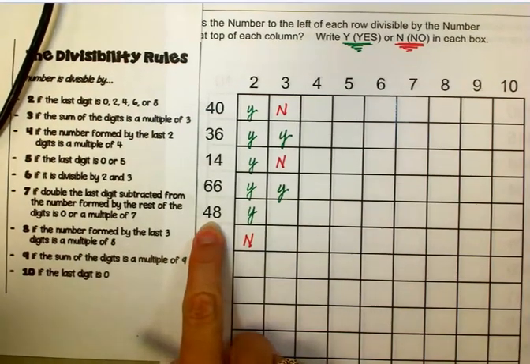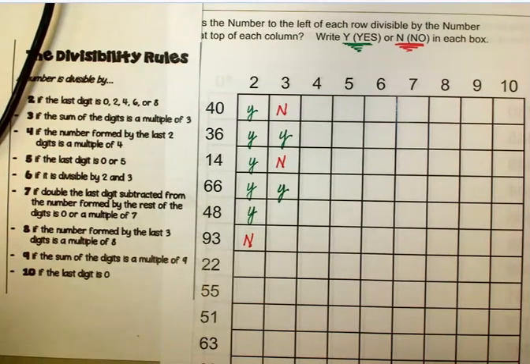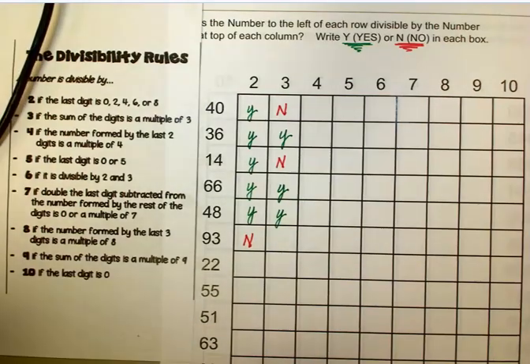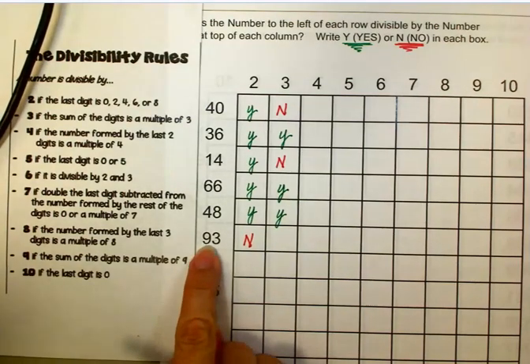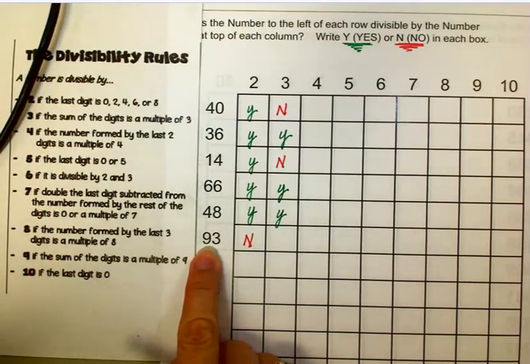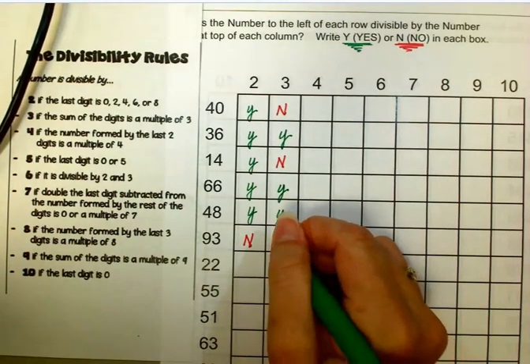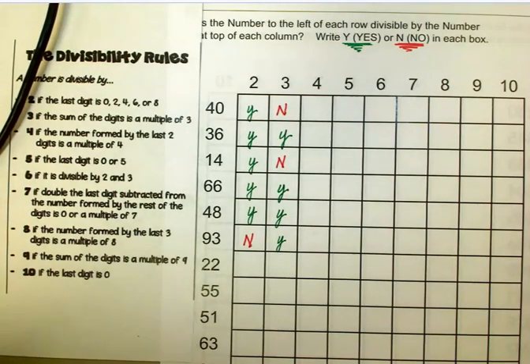48. Your digits, 4 plus 8. 4 plus 8 is 12, and again, 12 is a multiple of 3, so yes. Your digits are 9 and 3. 9 plus 3 is 12. Is 93 divisible by 3? Yes. Okay.